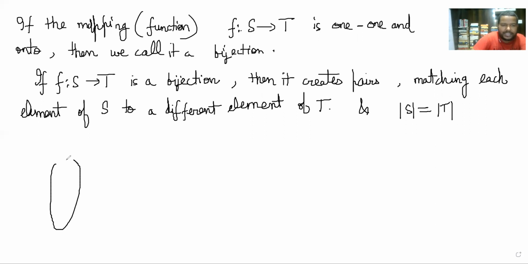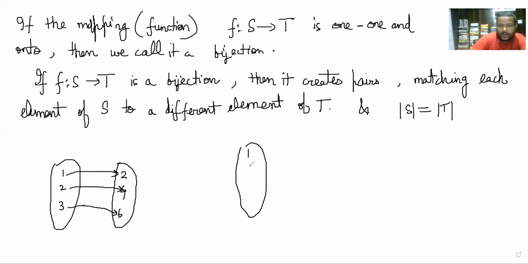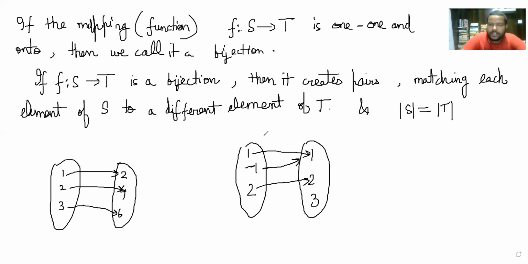So an example of a bijection would be something like this: 1, 2, 3 mapped to 2, 4, 6. This is a bijection. Each element is mapped to a different element of T, and mod S is equal to mod T, right? And it is a 1-to-1 mapping. This is not a bijection: 1, -1, 2 mapped to 1, 2, 3. This is not a bijection, because first of all, it is many to one. For a bijection, it has to be one-to-one, and it has to be onto, right?